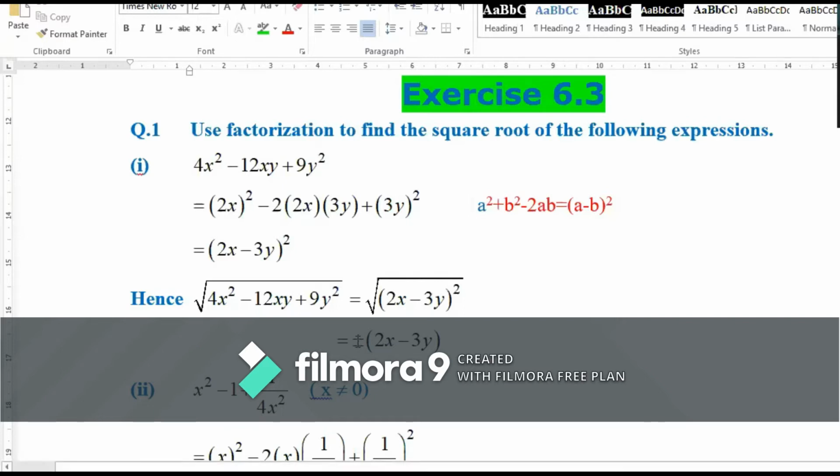In all the questions in which factorization is required, at the end you have to place a plus minus sign for finding the square root. This is a compulsion. If you do not place the plus minus sign, marks will be deducted.